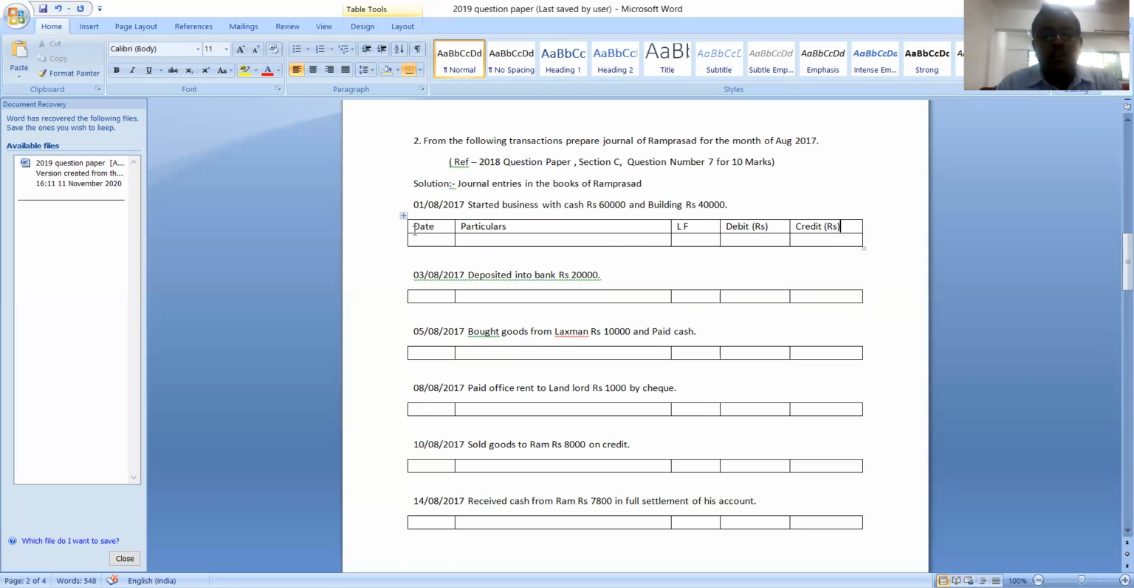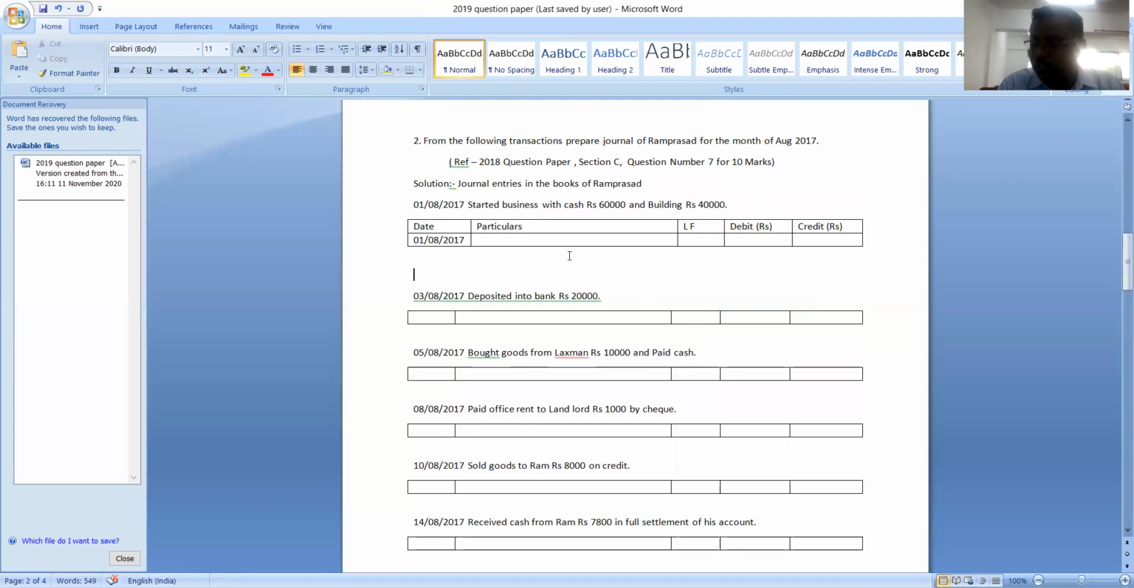Let us start with the first transaction. It is dated on 1st of August 2017. What is the transaction? Started business with cash rupees 60,000 and building rupees 40,000. Who has started the business? Actually, Ram Prasad has started the business, right?